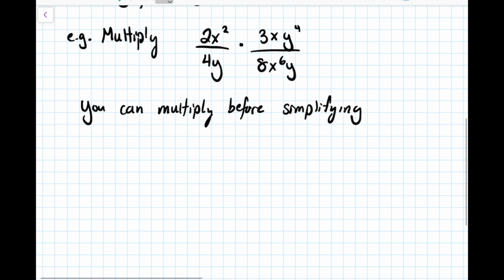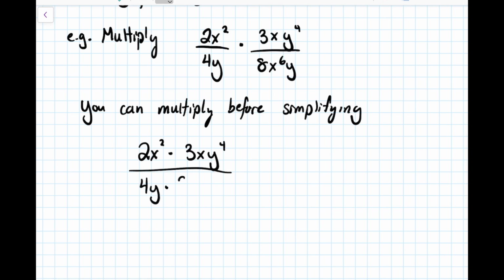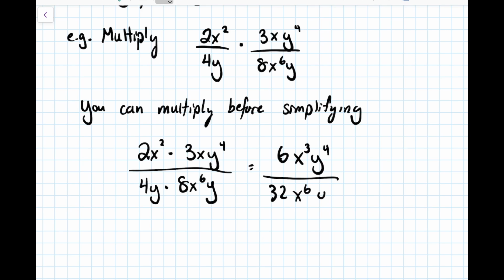So if we do these, I'm going to do 2x squared times 3xy to the power of 4 over 4y times 8x to the power of 6y. Remember, exponent laws, when you multiply two powers with the same base, you add. So up top, 2 times 3 is going to get me 6. X squared times x is x cubed. And then the y to the power of 4 is still just there. On the bottom, we've got 32 x to the power of 6. And then y times y is going to get me y squared.